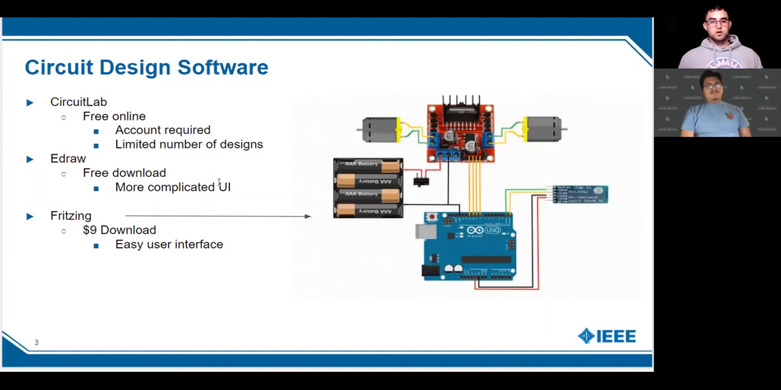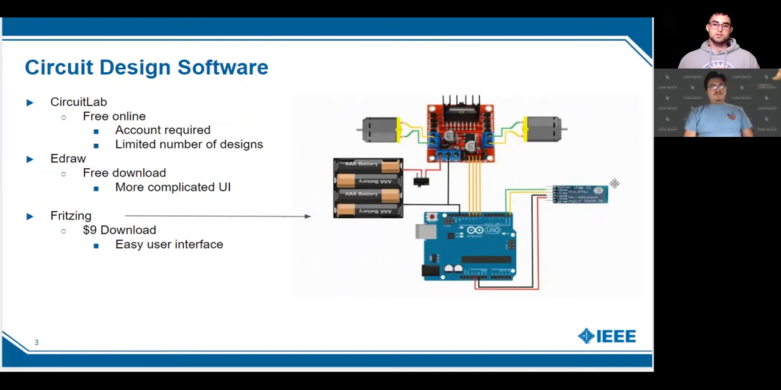Or you can use eDraw, which is also online. You can actually download eDraw for free, but it's very complicated, and it's more similar to PSpice, which is a more complicated type of designing. It's not used for very basic circuits like breadboarding. The one that I like is this last one, Fritzing. I got it when it was free and they were requiring only donations, but right now it looks like they are requiring $9 to download.